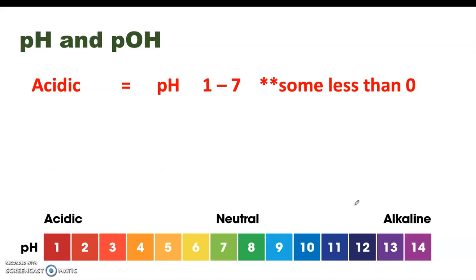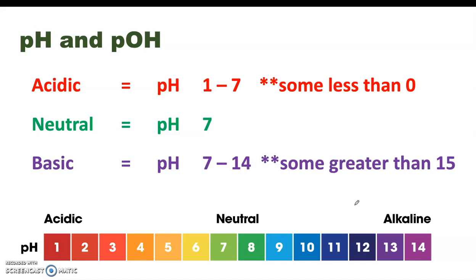A few other things. I've already mentioned this. Acidic things have a pH between 1 and 7. And again, some of them can break the scale, go less than 0 to the negative side. And then neutral is 7. And then basic is a pH of 7 to 14, or sometimes bigger than that.